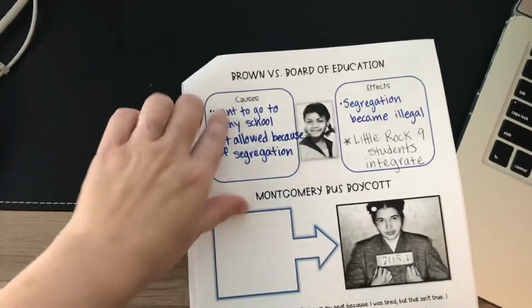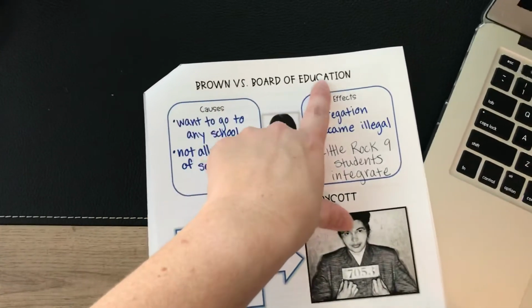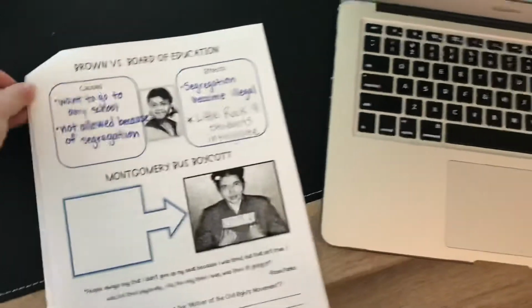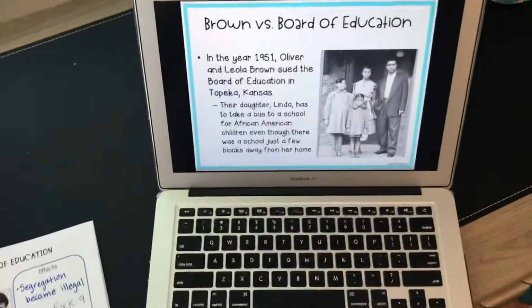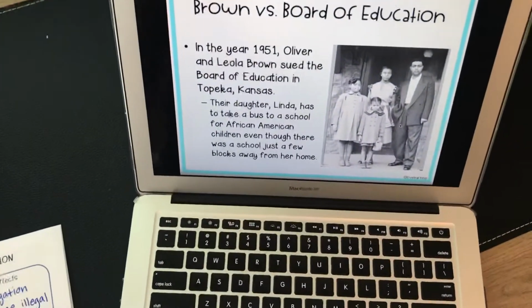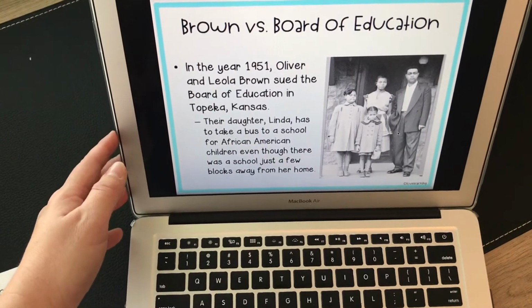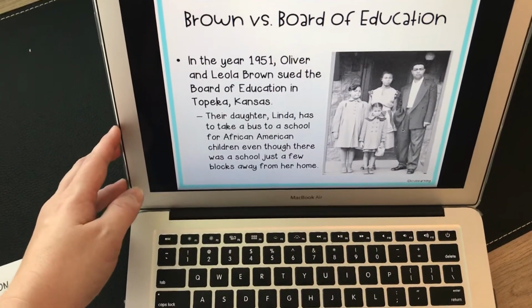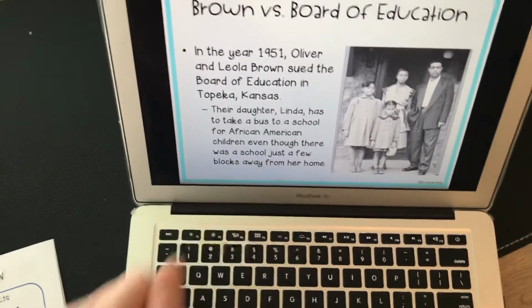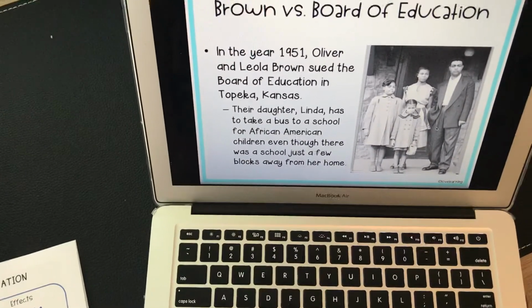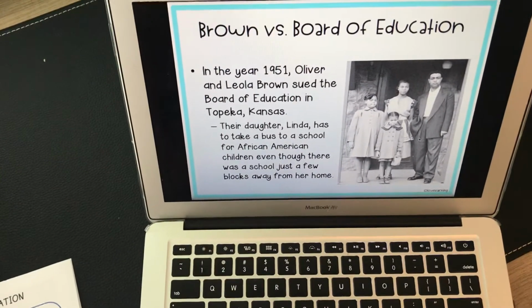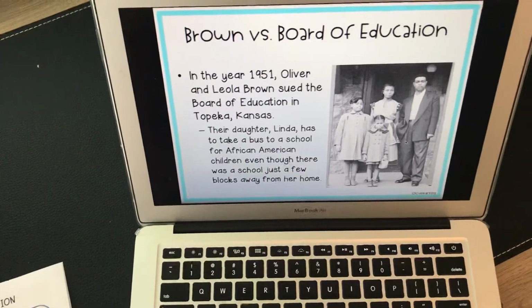So if we turn the page in our notes, we looked at a very important case, Brown versus Board of Education. This was a case, along with other cases, brought to the Supreme Court in the United States. And it says in 1951, Oliver and Loyola Brown sued the Board of Education in Topeka, Kansas. Their daughter, Linda, had to take a bus to school for African American children, even though there was a school just a few blocks away from her home.